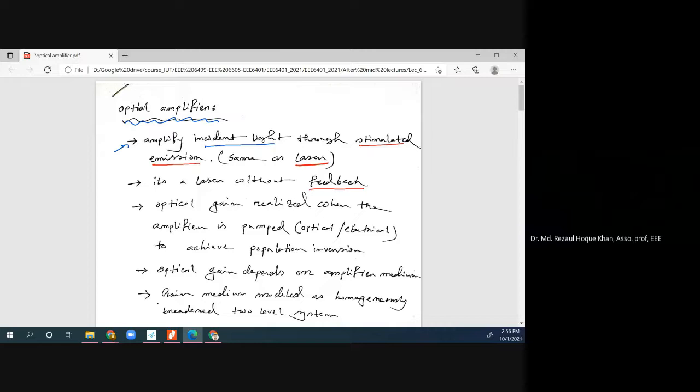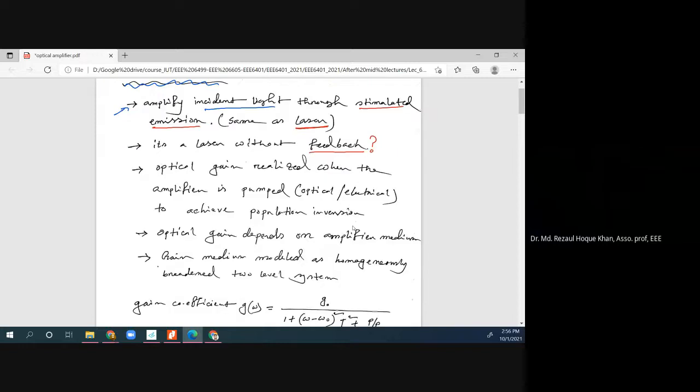So this feedback mechanism, we will discuss in the laser section. Hopefully our next lecture will be the detail of the laser structure. You have already studied the laser, the principle of operation of a laser, but how it works, the detailed working principle of a semiconductor laser, we will discuss later. There we will discuss this feedback.